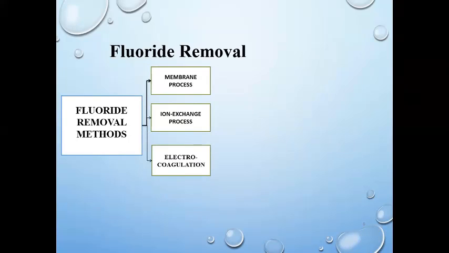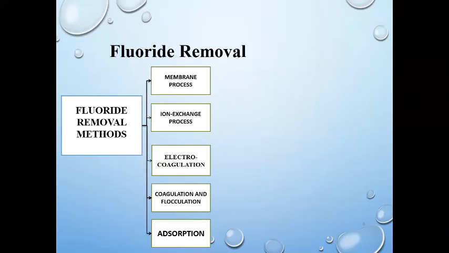Electrocoagulation, again, is a very effective process, but it also requires a lot of energy, and coagulation causes sludge, which is a very major problem to handle. Then coagulation and flocculation, again, require chemicals, and give a lot of sludge that is very difficult to handle. Adsorption is the most promising and most sustainable method because of its ability and low-cost approach.